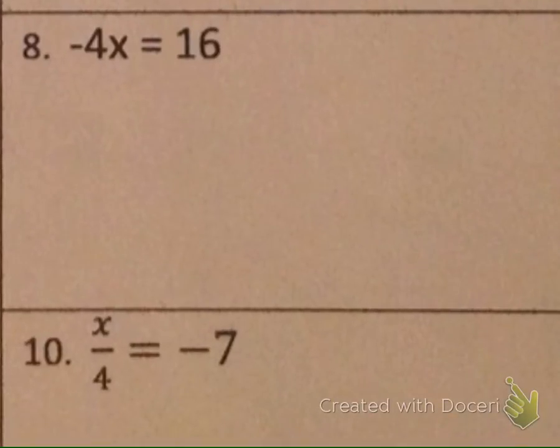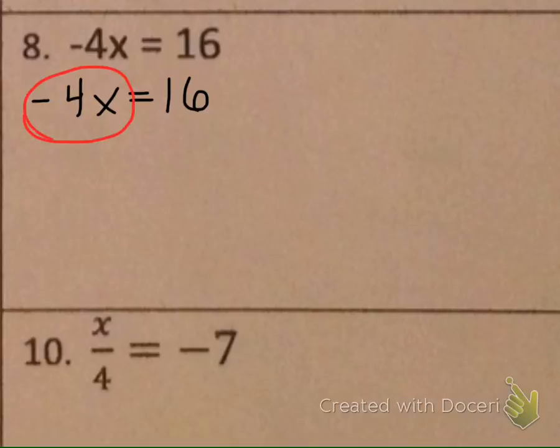Number 8, we have negative 4x equals 16. Okay? We want to get x all by itself. In order to get x all by itself, we need to get rid of the negative 4. However, this operation, again, is multiplication. Okay? The inverse of multiplication is division. So in order to get rid of that negative 4, I'm going to divide. Okay? I'm going to divide by a negative 4. Okay? It's very important that you divide by a negative 4.